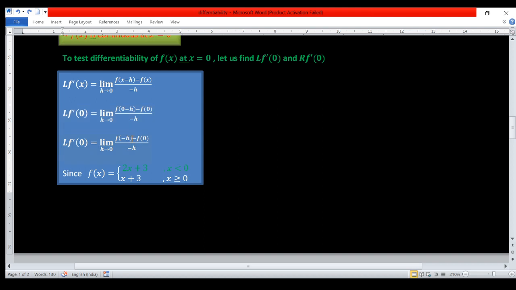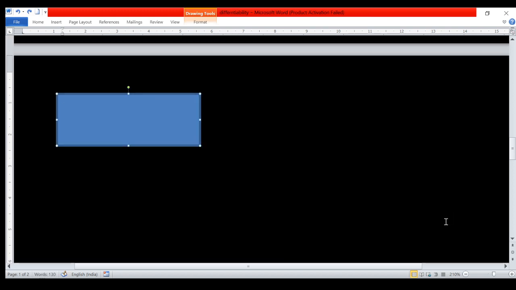And the function f(x) is equal to 2x plus 3 when x is less than 0, and x plus 3 when x is greater than or equal to 0. Now we have to choose only one definition for f(minus h). It is based on your input, minus h. We know h is a number between 0 and 1, so minus h must be a number less than 0. So we have to go over the first branch, marked with green color. So f(x) is equal to 2x plus 3 we have to take.